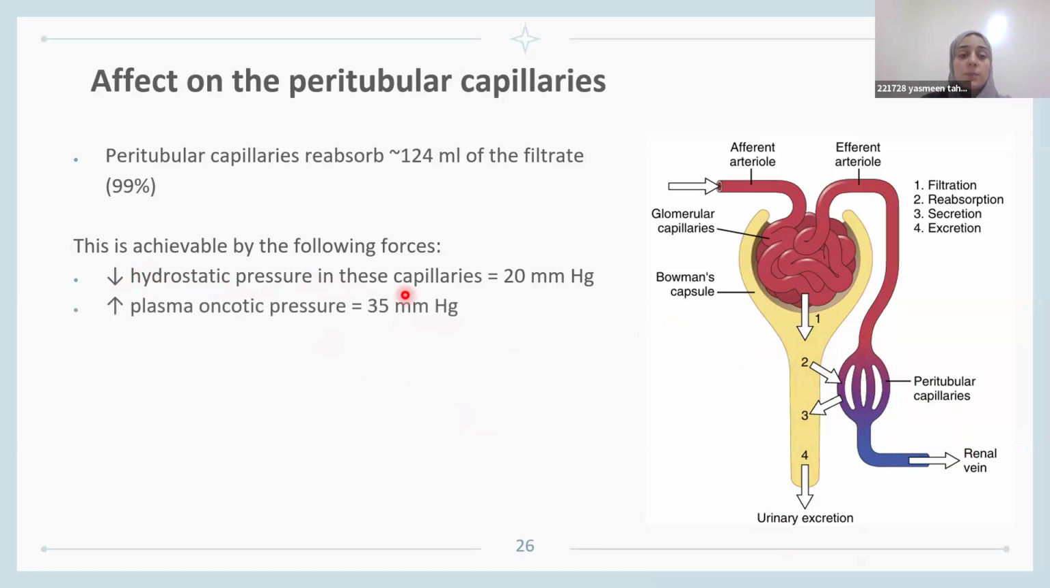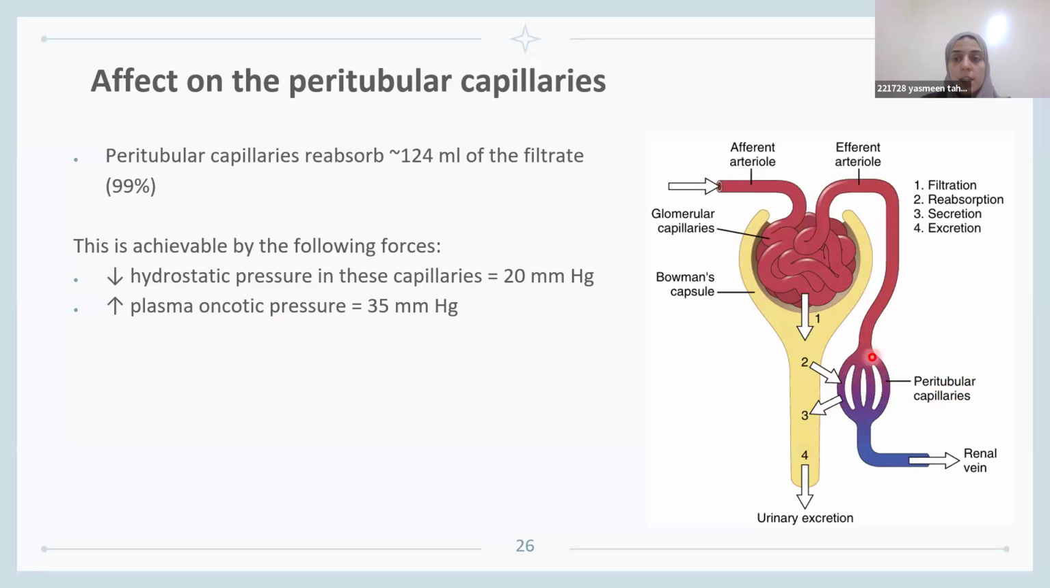Second one is plasma oncotic pressure. So in the peritubular capillaries, we actually have a plasma oncotic pressure of higher value. One of the causes is the blood in the efferent arteriole. We just talked about how it has higher oncotic pressure because we have higher protein concentration here. So we have plasma oncotic pressure that is higher here because, again, the peritubular capillaries are branches of the efferent arteriole. They're affected by whatever is happening in all of these arterioles, afferent or efferent or glomerular capillaries. So we have plasma oncotic pressure that's high.